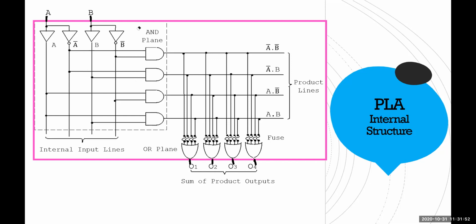Now here, in this AND gate, the connections are made like A bar and B bar. You can alter the connection, you can change the connection as you wish. Here I have given A bar and B bar. In this case, I have given A bar B. In this case, I have given A B bar. In this case, I have given A B. Okay, let's do one example.